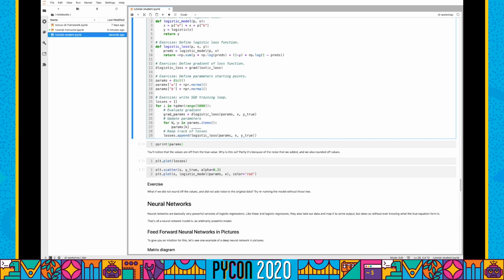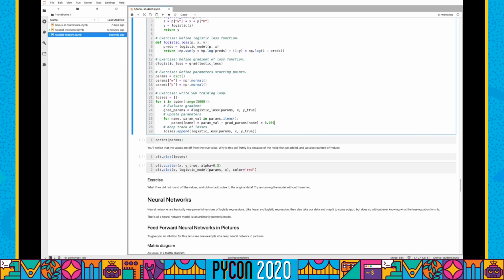So let's name these once again a little bit more informatively. So for name, comma, param val in params.items, params of name would be equal to param val minus grad params evaluated at that name times 0.001. And we're going to keep track of the losses over each training loop. All right, let's get going.